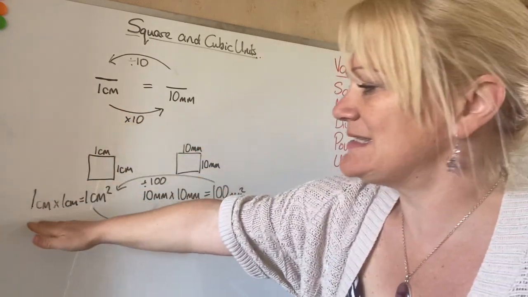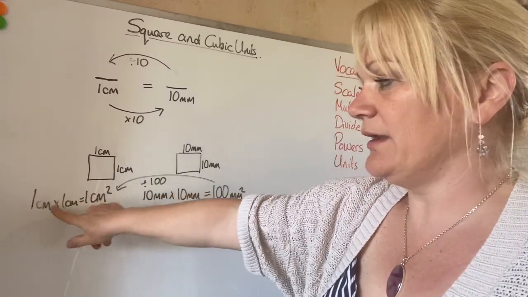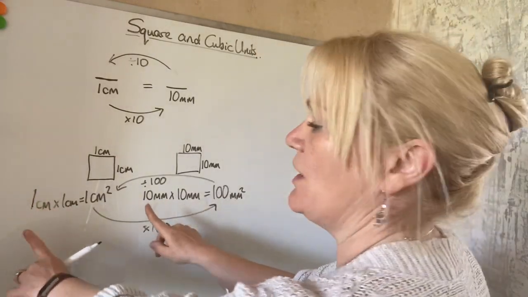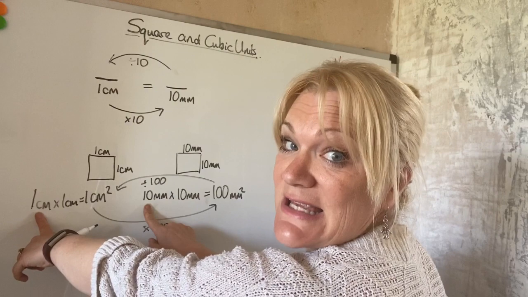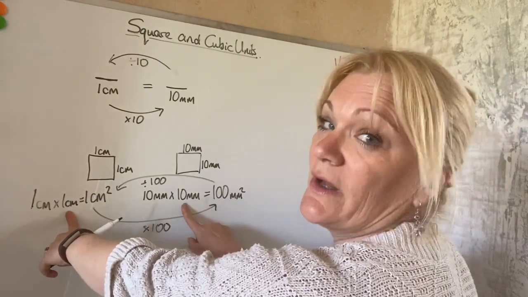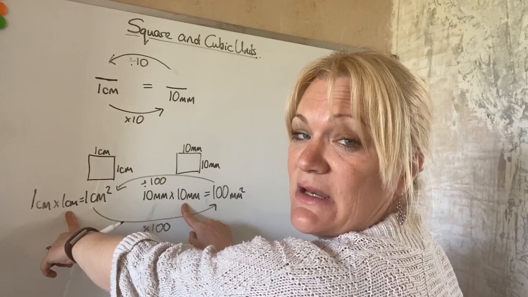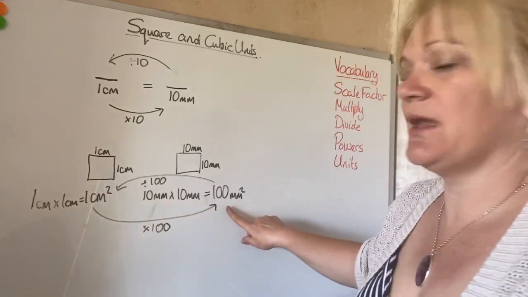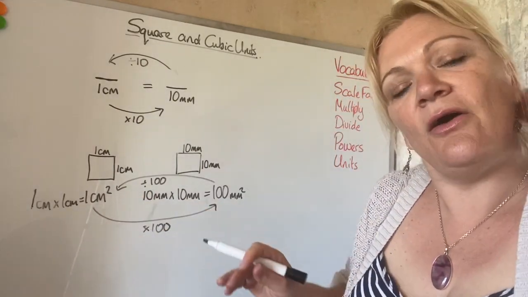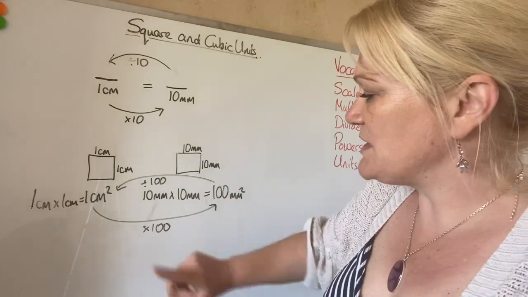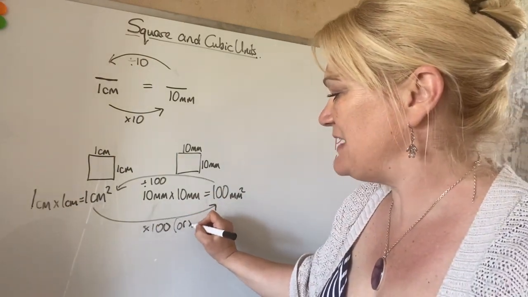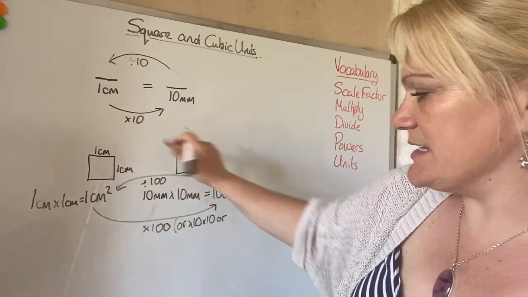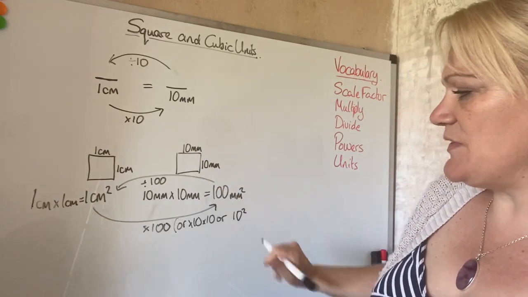Because we're multiplying that 1 by 1 over here, and over here we've multiplied that 1 by 10 to make it 10 millimetres, and we've multiplied that 1 by 10 for this one to make it 10 millimetres. So our 1 times 1 becomes 10 times 10, so our answer of 1 becomes 100. And that's how we work with square units. So our times 100 is really times 10 times 10. We've taken our linear scale factor and we've squared it.